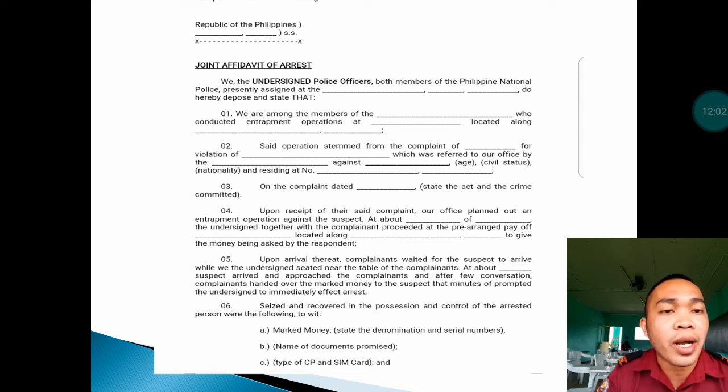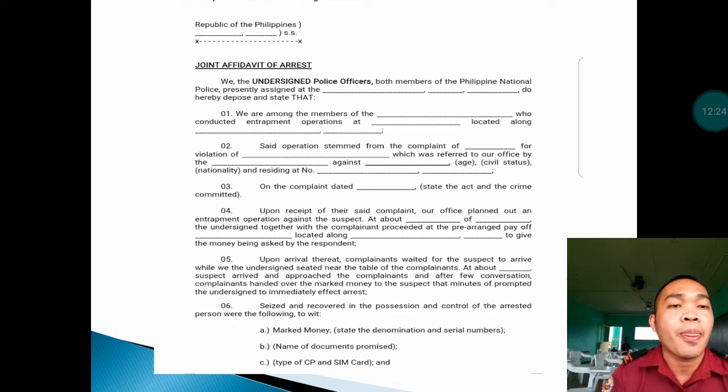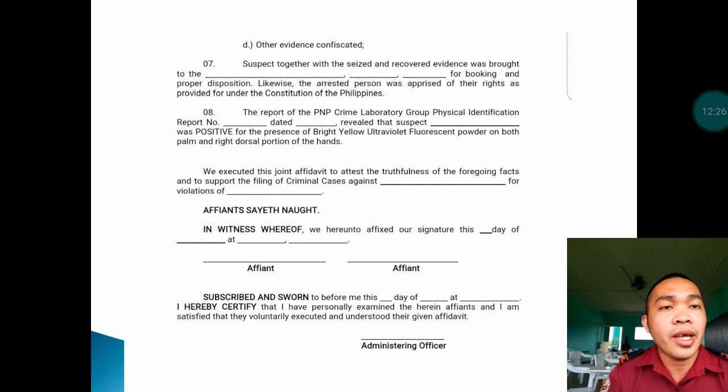The sixth paragraph, diyan nakabutang ang mga recovered o mga evidence. So, seized and recovered in the possession and control of the arrested person were the following. Diyan mabutang ang mga evidence like marked money, state the denomination and serial numbers, name of documents and promise, types of cellphone and SIM card. Then other evidences confiscated, diyan mo mabutang sa paragraph 6.